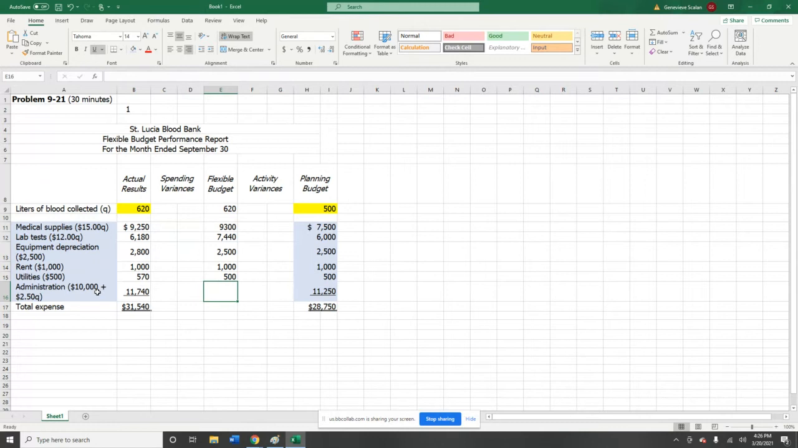Administration is a mixed cost. It's 10,000 plus 250 times the quantity. So that's equal to 620 times 2.5 plus, what? 10,000. All right, so the difference is not the difference, sorry. What I would predict under a flexible budget at 620 would be 11,550. All right, so I have flexed my budget now. I guess I need to sum that.